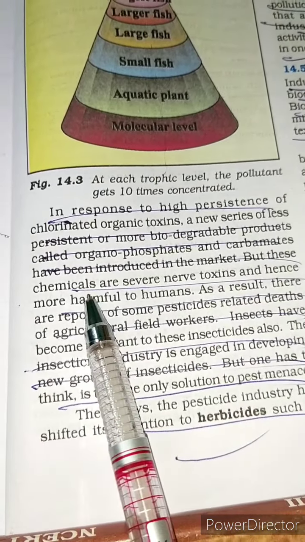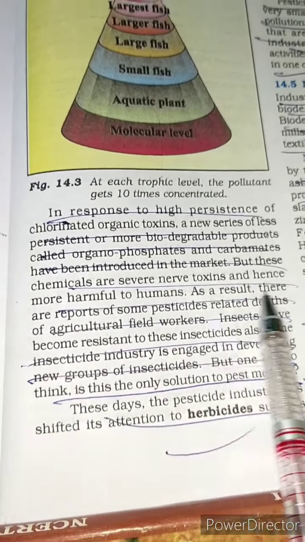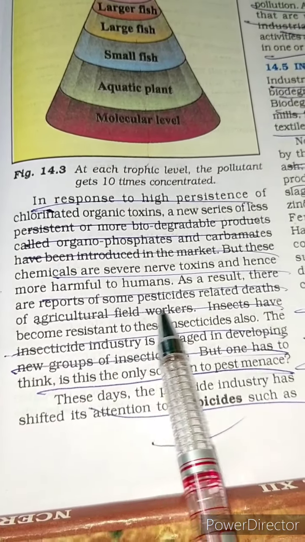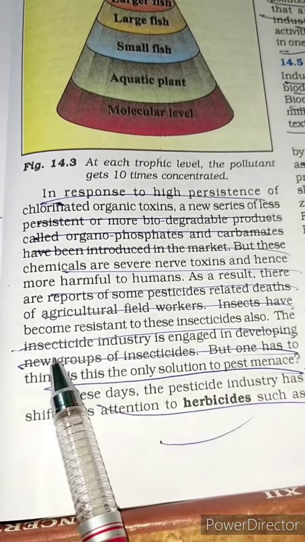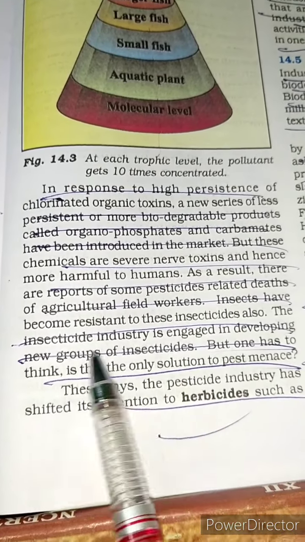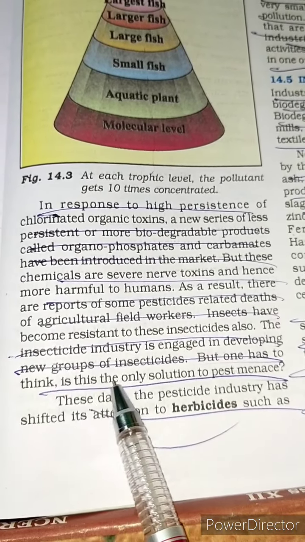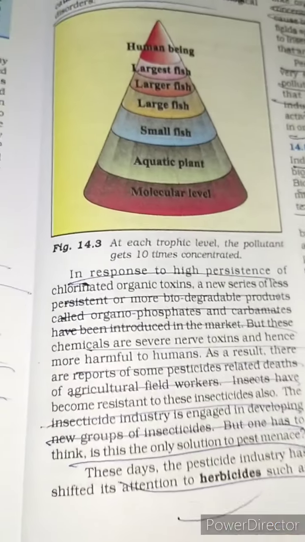But these chemicals are severe nerve toxins and hence more harmful to humans. As a result, there are reports of some pesticide-related deaths of agriculture field workers. Insects have become resistant to insecticides also, and the insecticide industry is engaged in developing new groups of insecticides. But one has to think, is this the only solution to pest menace?